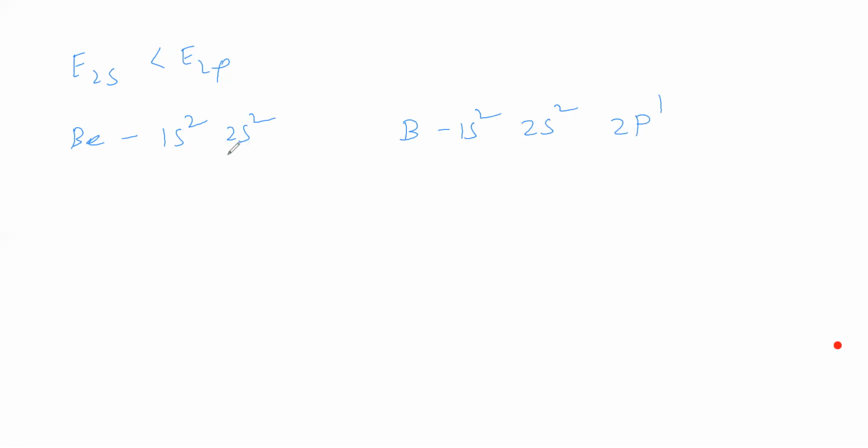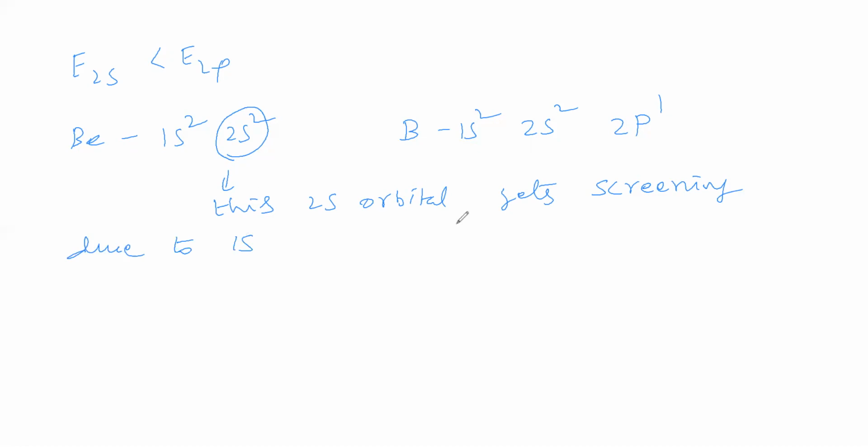Now this 2s orbital gets screening due to 1s. Now we will see regarding this 2p. This 2p gets screening due to 1s and 2s. Therefore, which is getting a higher screening effect, that we will see.